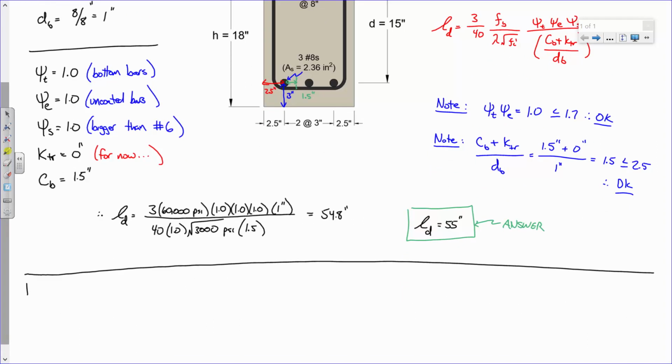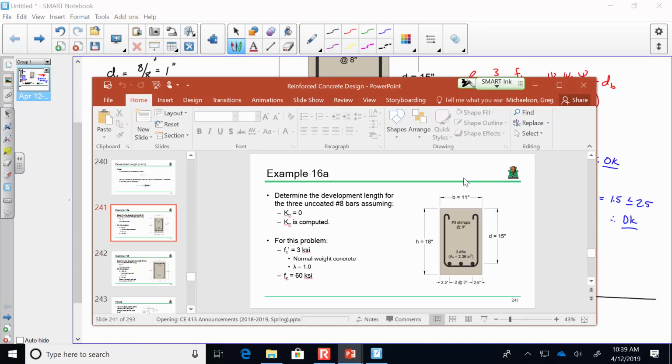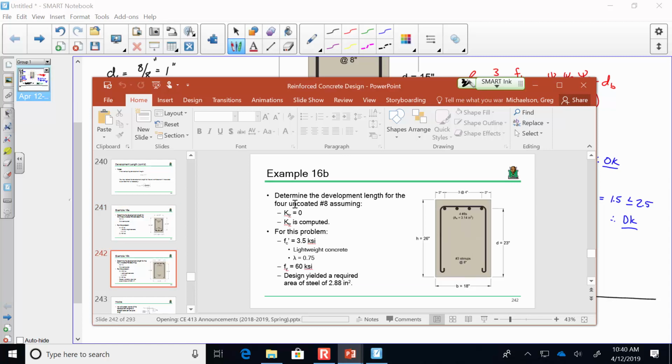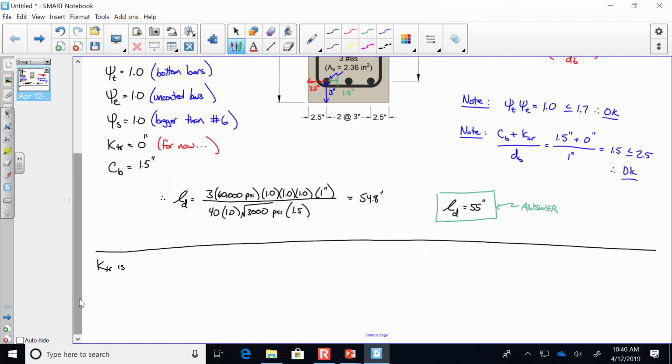What we're going to do is try it with K_tr is 0, and then K_tr is computed. And then the next problem, we have 4 uncoated bars, and the parameters are a little different. No, we're still on 16A. So let's see what K_tr does to our development length. Does it make things a little better?